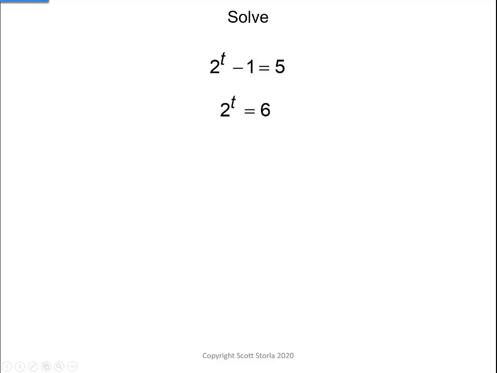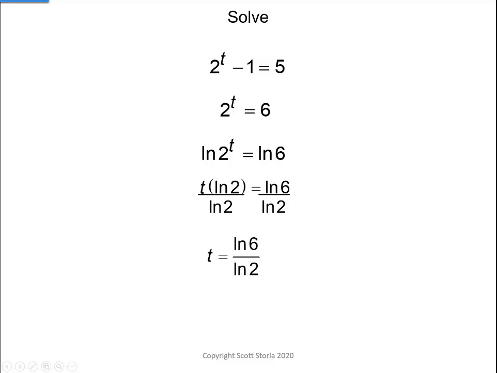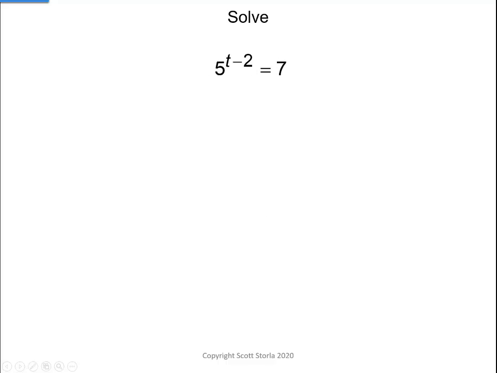For this one, I would add 1 to both expressions. Then I would take the natural log of both sides. The t now comes down as a factor multiplied to ln2. Again, I divide by the number ln2, reduce on the left, and I've got my final answer. Try this one.